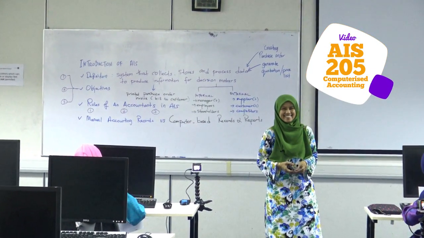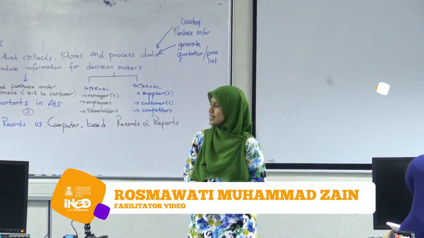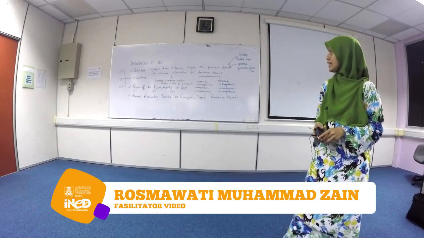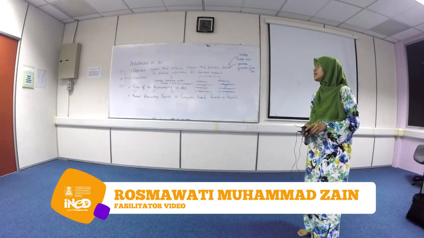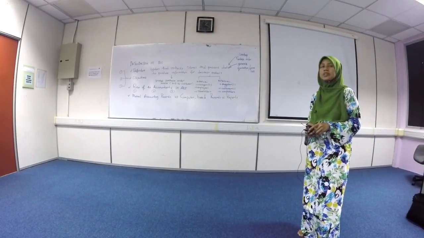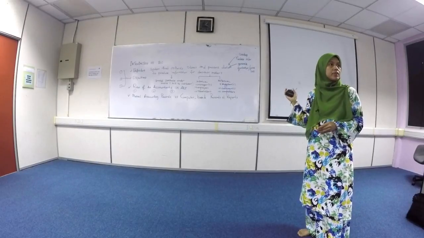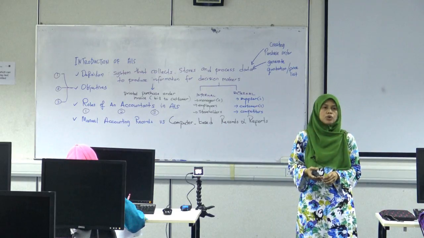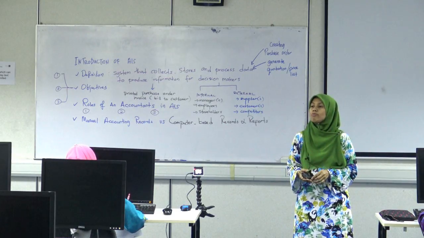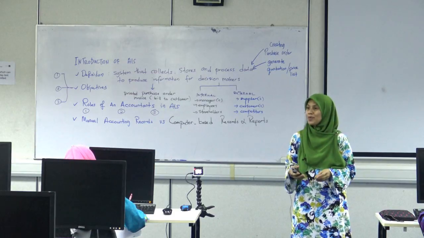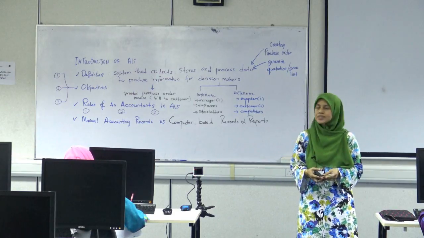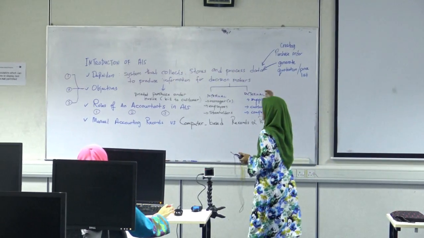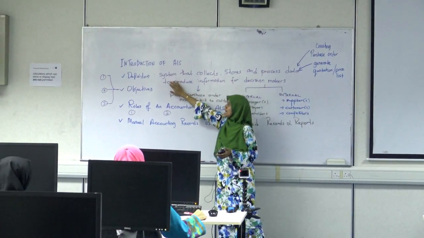So today we're going to learn about ICE, Accounting Information System. ICE is about a system that collects, stores and processes data to produce information for decision makers. As you can see on the whiteboard, I outlined the definition of ICE itself. So what is ICE for ICE 205? The MYOB system, which is the system that we cater for accounting.